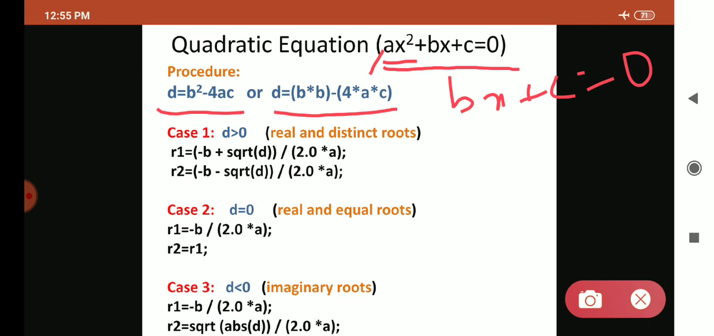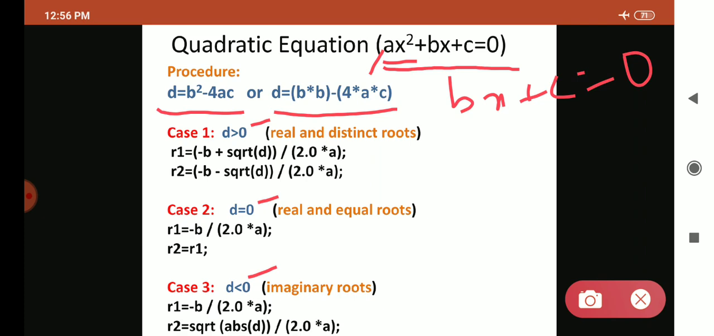Now depending on the value of d, there are three different cases. Case number 1, if the value of d is greater than 0; case number 2, if the value of d is equal to 0; and what if the value of d is less than 0. Now let us consider them one by one.